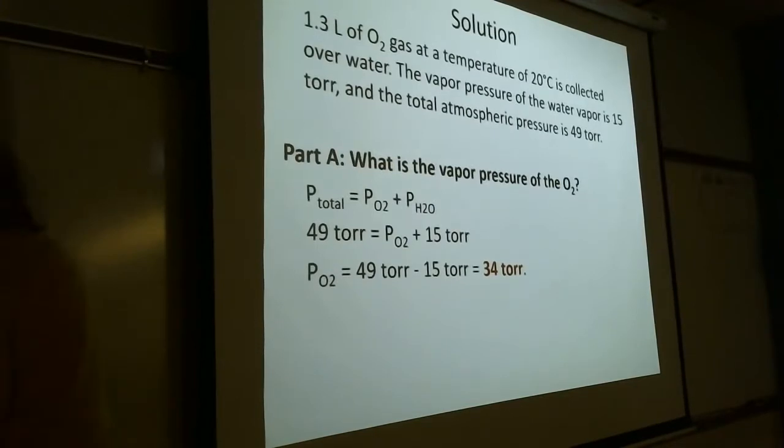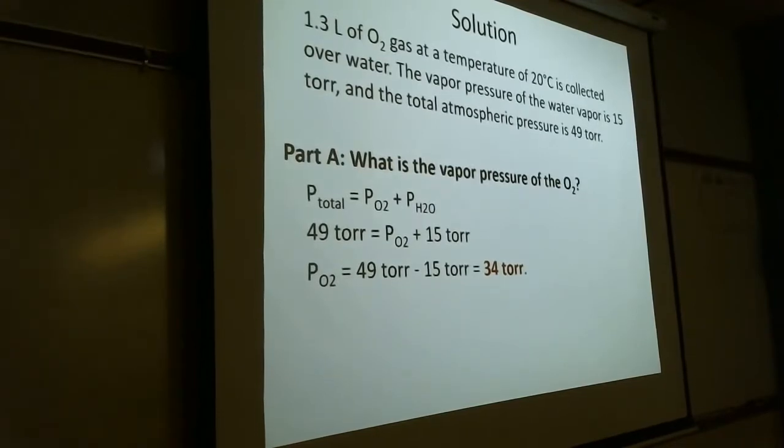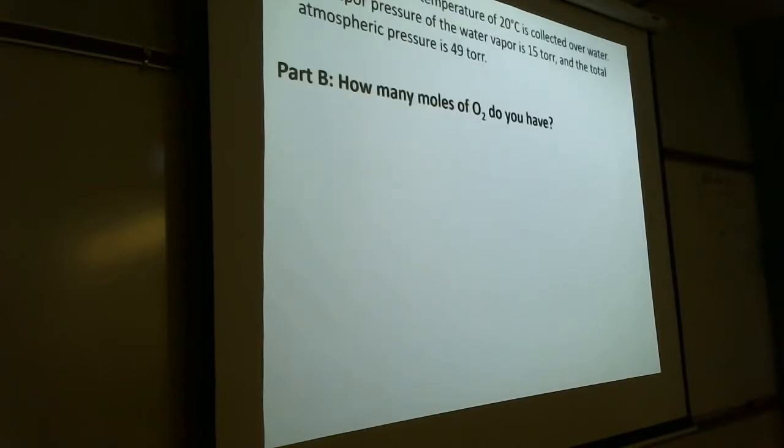So the pressure of the oxygen is 34. No temperature, or volume, or anything needed there. Does everyone see how we did this? So we just subtracted. Now the problem asks how many moles of O2? Well, now there's only one way we can get number of moles. And what would that require us to do?